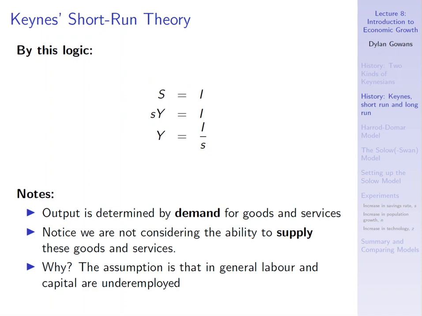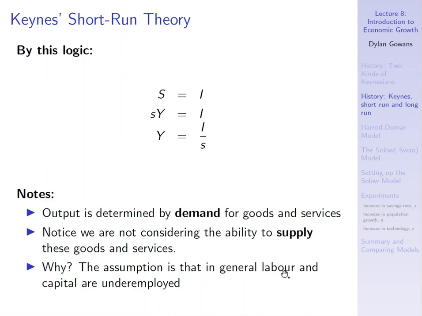Here's what's important about this, okay? Output is going to be determined by demand for goods and services, and demand is going to be determined by this equation, right? This gives us, in the end, how much investment and consumption we're going to get. Notice that we're not considering the ability to supply these goods and services. Output is totally demand determined. It's determined by how much people are spending on consumption and investment. And we're not thinking at all about whether we can actually supply everything that's being demanded.